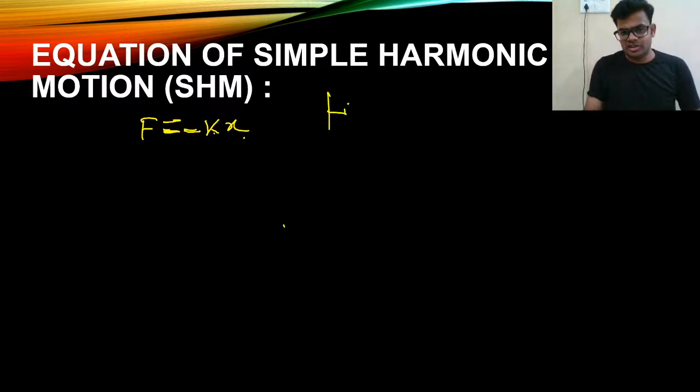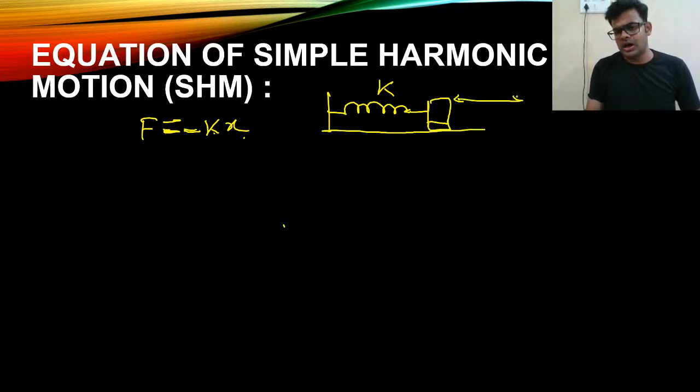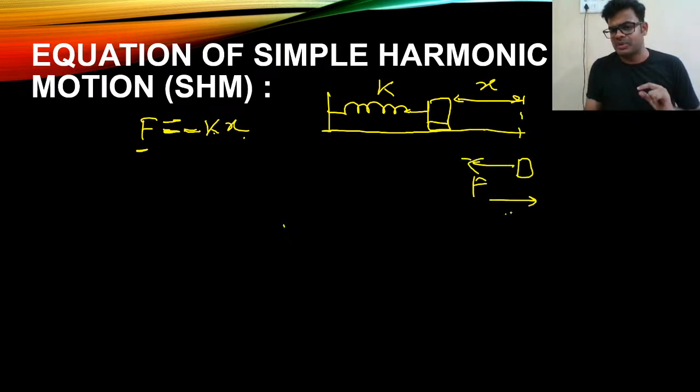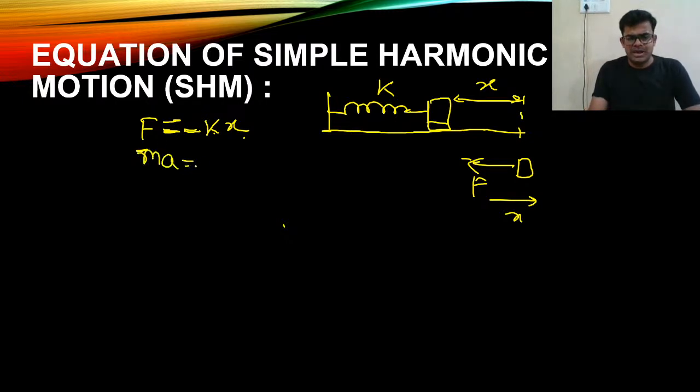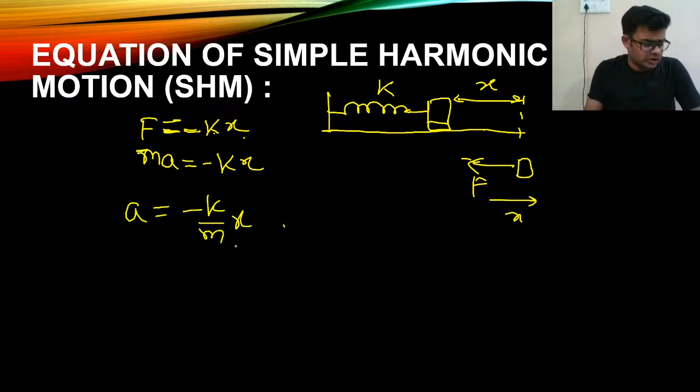For example, let's say there is a spring. The spring constant is k, and there is a particle. Let's say the spring is in its natural length. Now I will displace this block in this direction by a displacement of x. A force is developed in the spring, that is the spring force F. If the block is here, the spring force will be in this direction. Displacement is rightward, so force will be leftward. So directly I will say F is equal to minus kx. This F can be written as ma is equal to minus kx, so a can be written as minus of k by m into x. I am going to derive the equation of SHM.